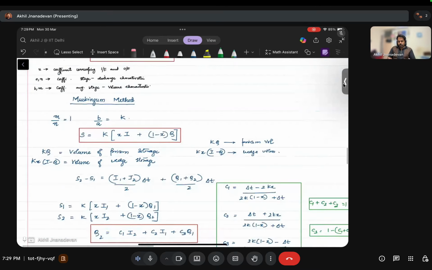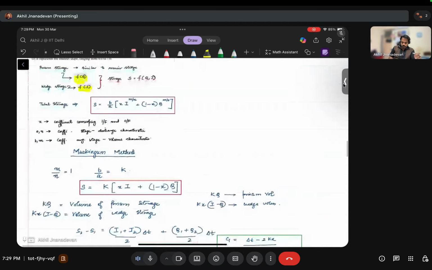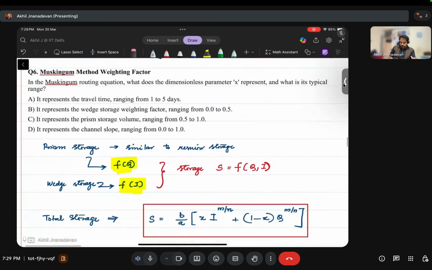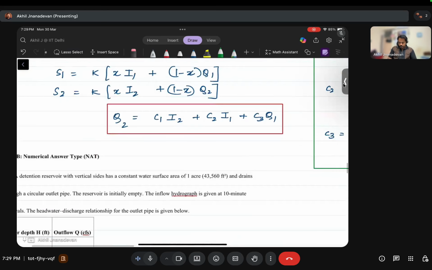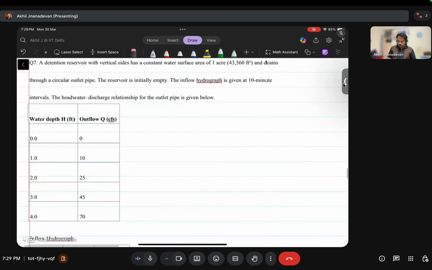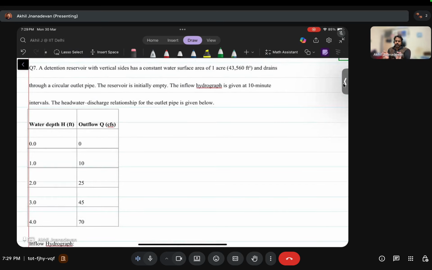So both the Muskingum and the level pool routing are types of hydrologic routing methods, where we have a storage function and also make use of the continuity equation. Now we can move on to the numerical answer type questions. We have designed two questions. One is dedicated to reservoir routing. The other is dedicated to the Muskingum method. So with that, we'll be ending today's session.